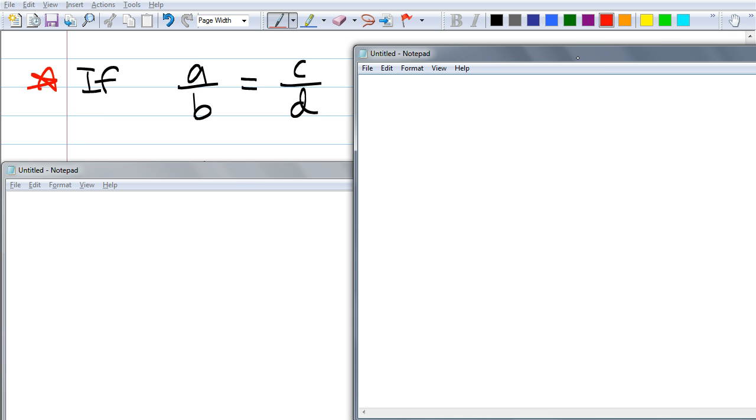And I bet a lot of you have already seen this before. If I have this proportion, Anais, A over B equals C over D, is there a way to rewrite this equation? This is an equation after all, right? In a way so that we don't have any denominators. Is there a way to rewrite this so that we don't have any denominators, but the equation is still equivalent?